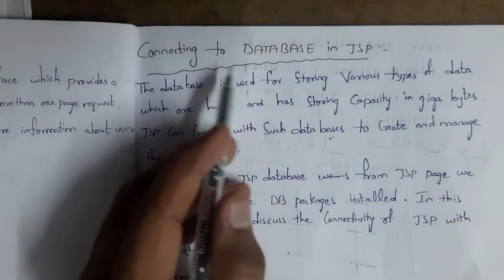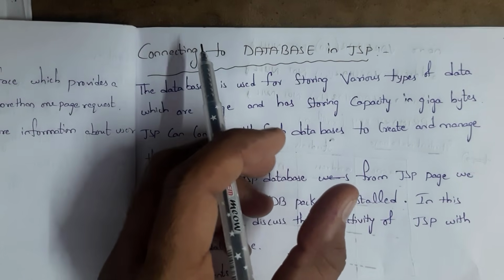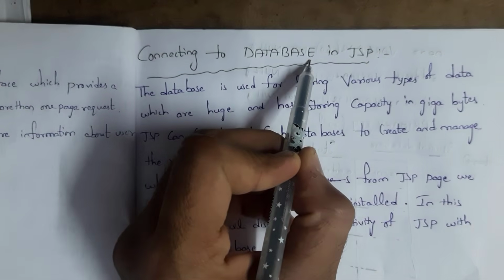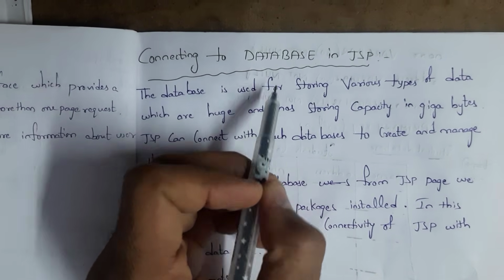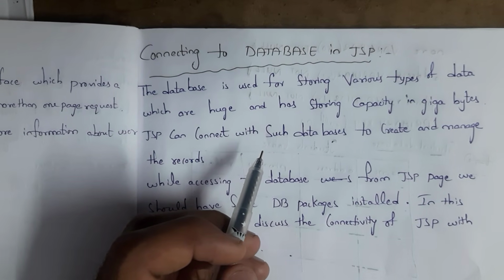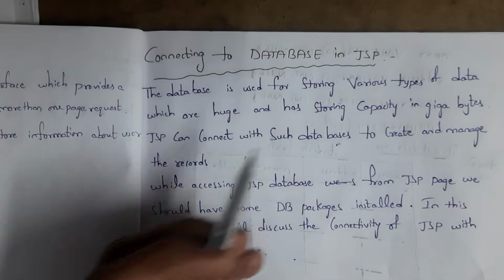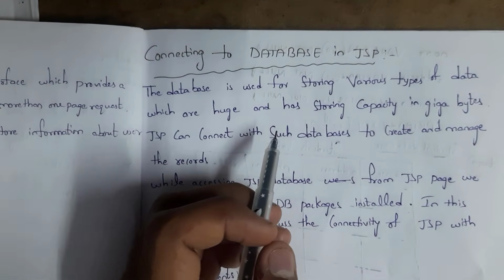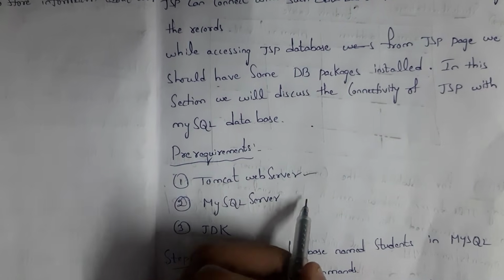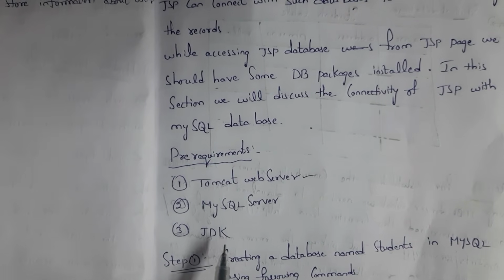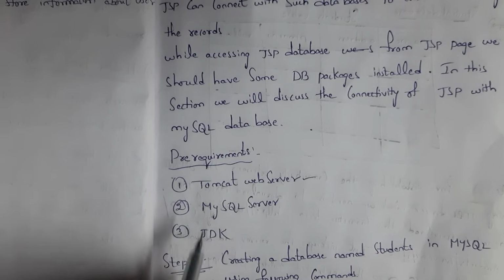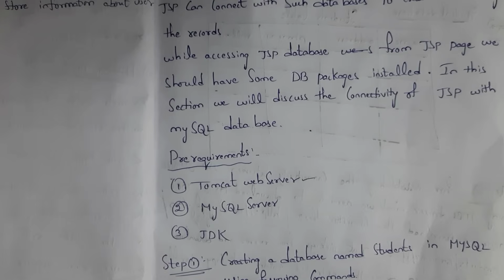Next topic is connecting to a database in JSP. How can we connect both database and JSP? As we all know, the use of a database is to store and retrieve information. We can store a huge amount of data in a database, in gigabytes. In order to connect our database in JSP, we need to install three softwares in our system. First one is Tomcat Web Server, next one is MySQL Server and third one is JDK, that is Java Development Kit. We need to install these three softwares in our system in order to connect our database in JSP.